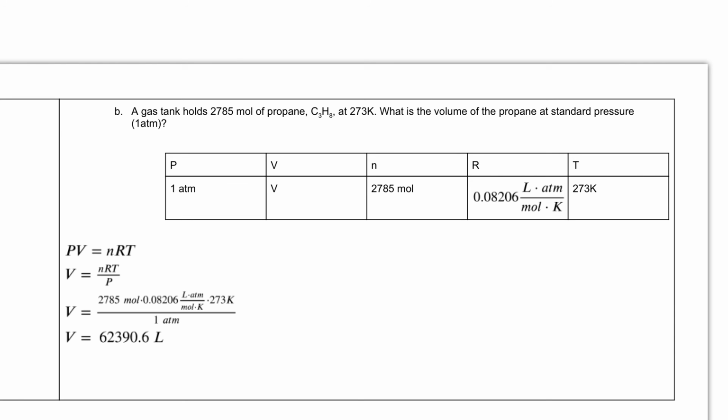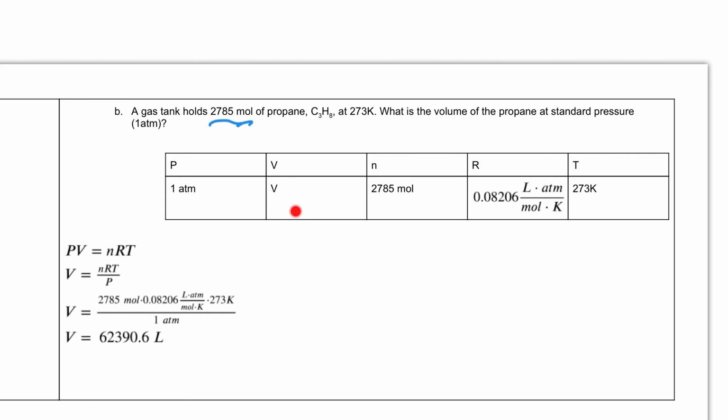This last question says a gas tank holds 2,785 moles of propane at 273 K. What is the volume of propane at standard pressure? So on your paper, it might say that this is 273 liters. I've corrected that for the key. So just change that to 2,785 moles of propane. So I input into my table 1 ATM.